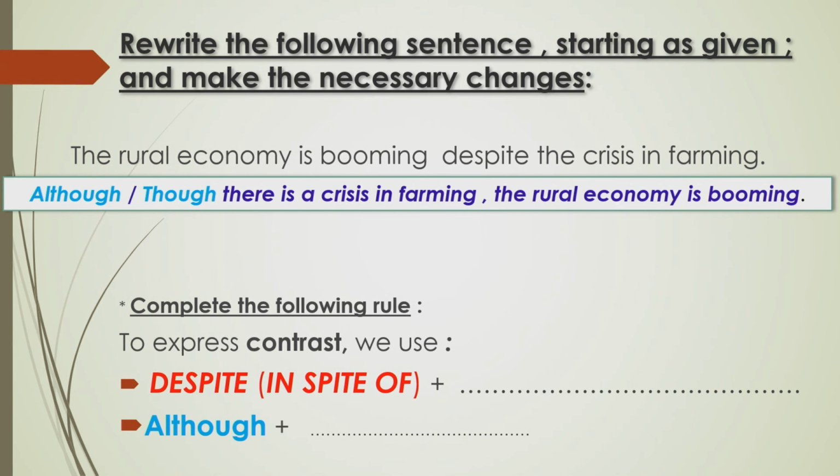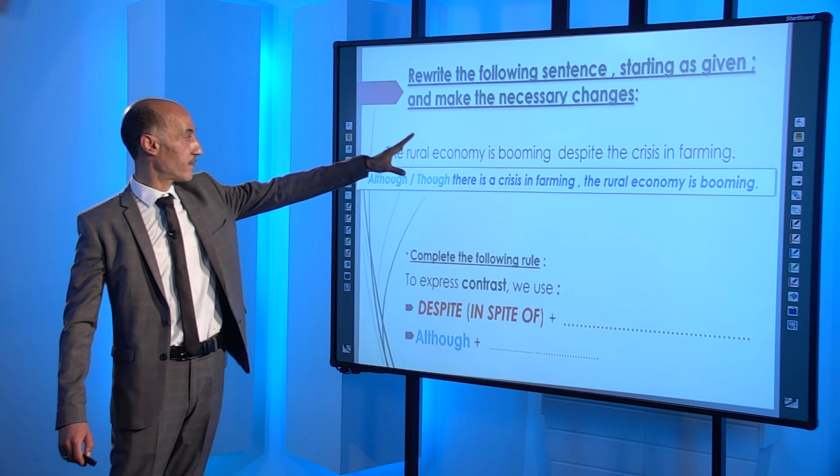So to express contrast, we use despite, or in spite of, or although. However, you have certainly noticed that what is after each conjunction is kind of different. So we'll focus more on the first sentence.